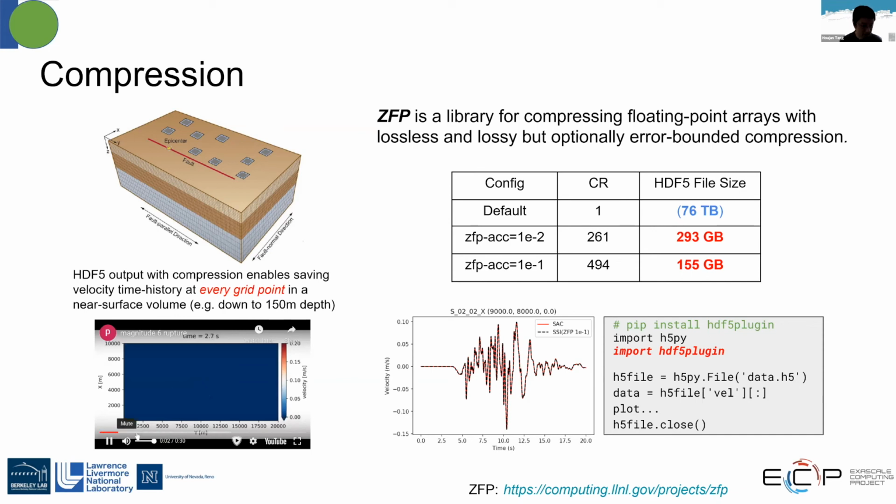So let's see, this movie may play out. This is one of the scenarios where we have the ground motion across the compute domain, and we see the waves propagating through. In the middle is the fault, and it goes around the area.